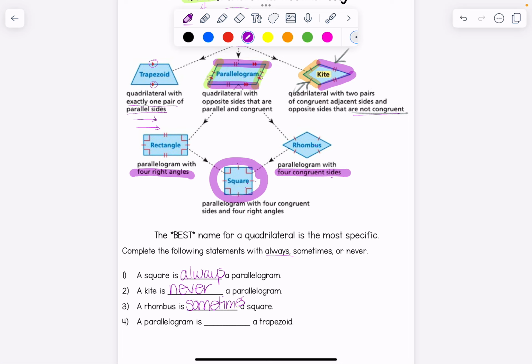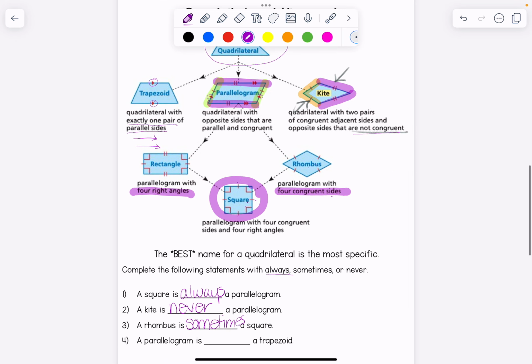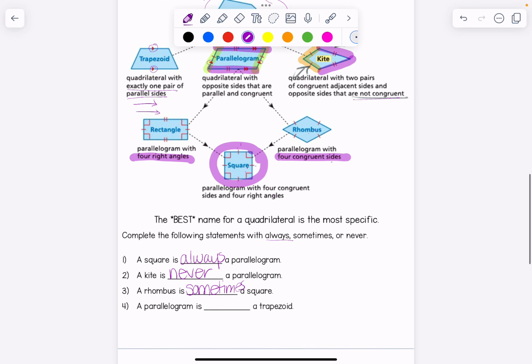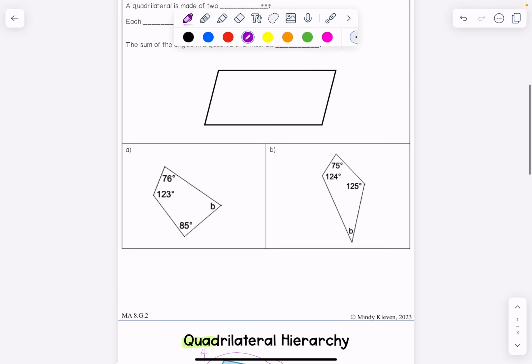And a parallelogram is blank a trapezoid. So the trapezoid has exactly 1 pair of parallel sides. The parallelogram has 2 sets of opposite sides parallel. So a parallelogram is never a trapezoid. So that's a little bit about classifying quadrilaterals.